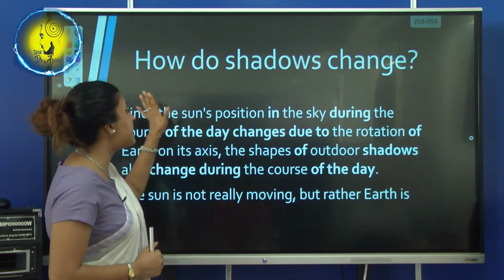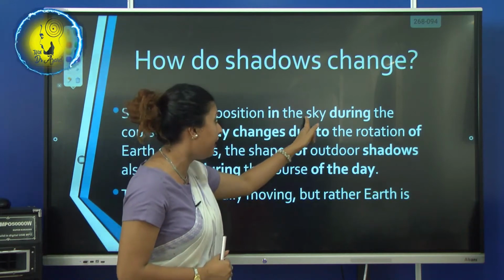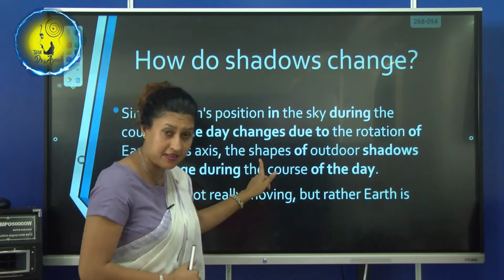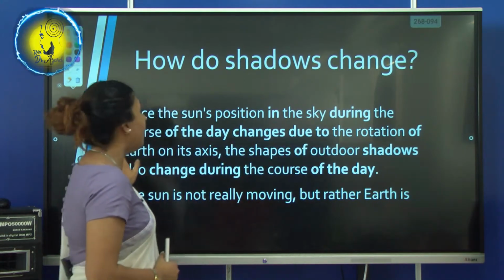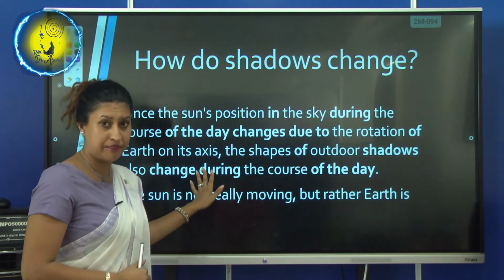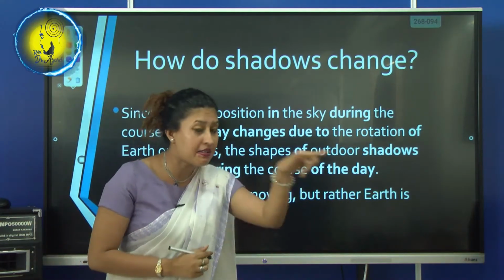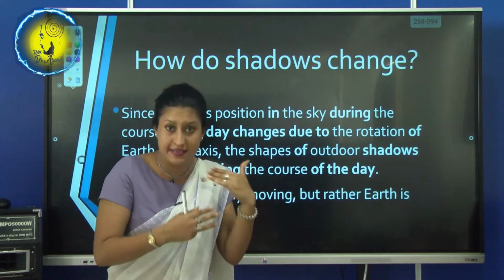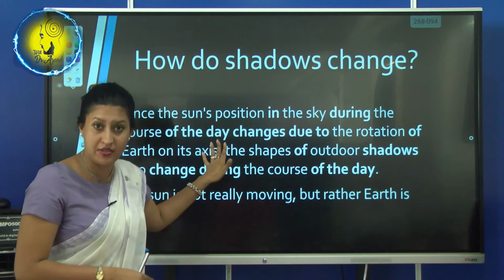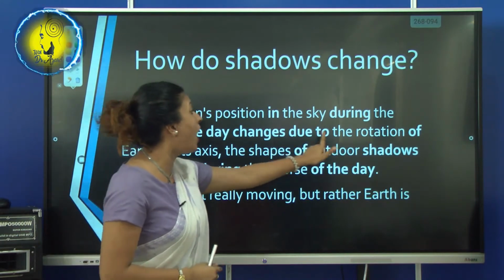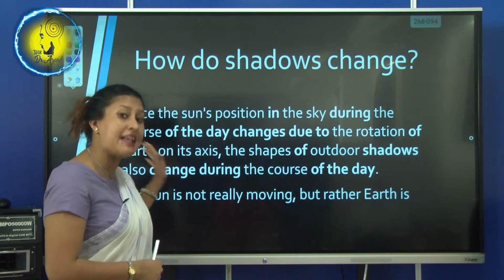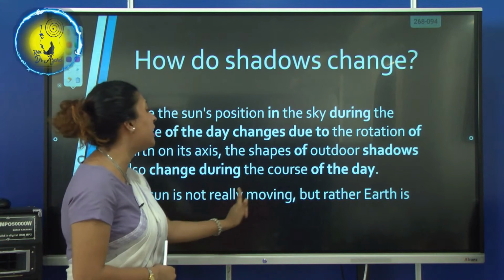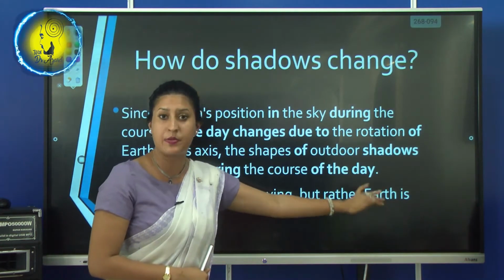The sun's position in the sky during the course of the day changes due to the rotation of Earth on its axis. You know, Earth travels around the sun as well as it is spinning on its own axis. That is what I have mentioned here. The shapes of outdoor shadows as well as indoor shadows change. So the sun is not really moving, but rather Earth is. That is what I said earlier.